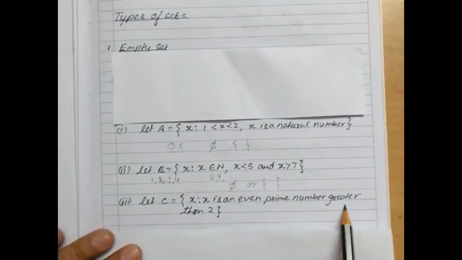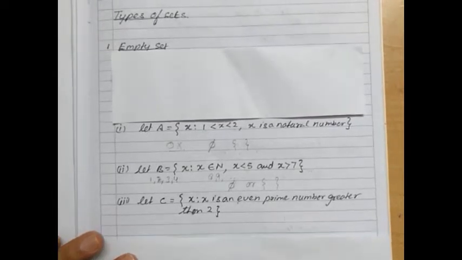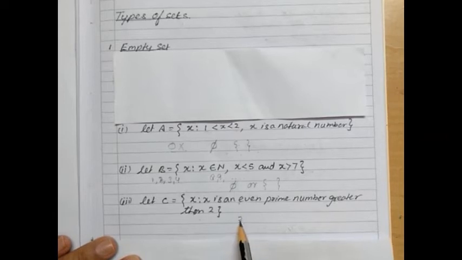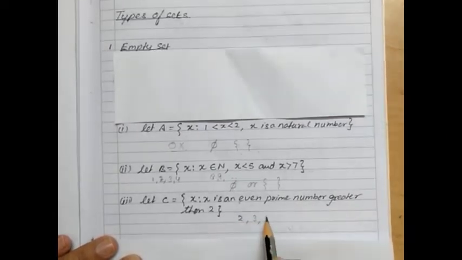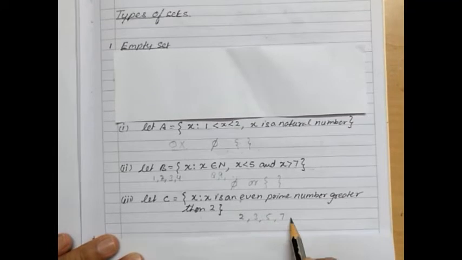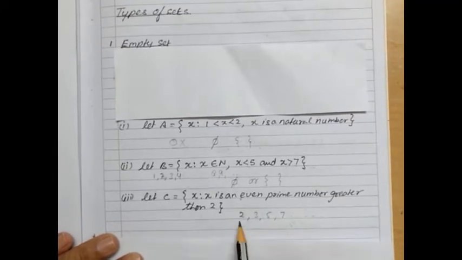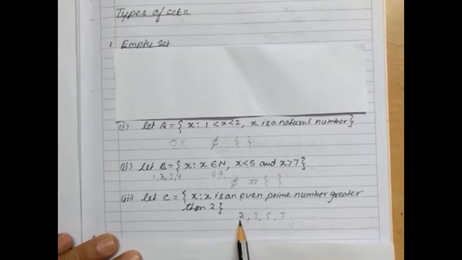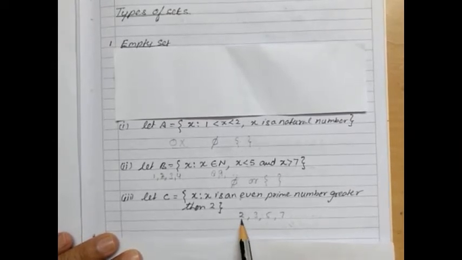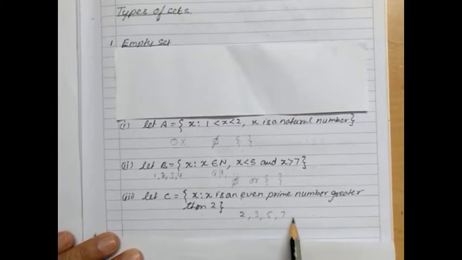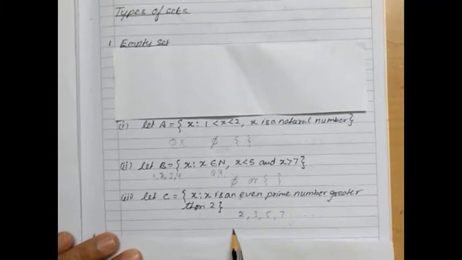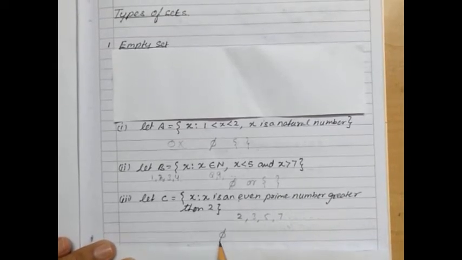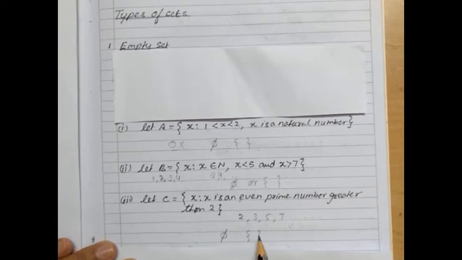And in the third one, the C part, x is such that x is an even prime number greater than 2. We know it very well, prime numbers start from 2, 3, 5, 7 and so on. We don't have any other even prime number other than 2, isn't it? So 2 is the only even prime number. So again we will have no element, and this will also be represented as phi or empty braces.